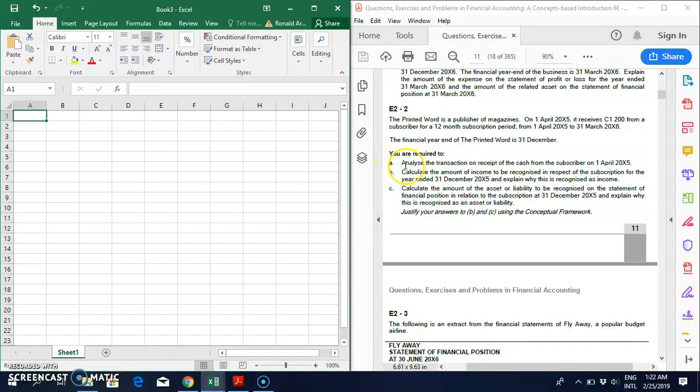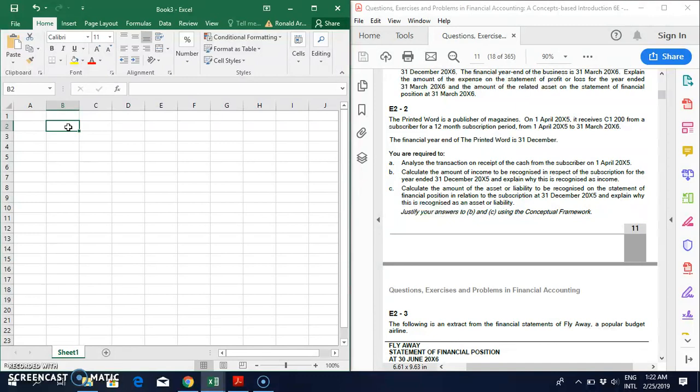It says you're required to analyze the transaction and receipt of the cash from the subscriber on the 1st of April 2015, calculate the amount of income to be recognized in respect to the subscription for the year end and explain why. Then calculate the amount of asset or liability to be recognized in the statement of financial position in relation to the subscription at 31st December 2015 and explain why this is recognized as an asset or liability. Justify your answer with a conceptual framework.